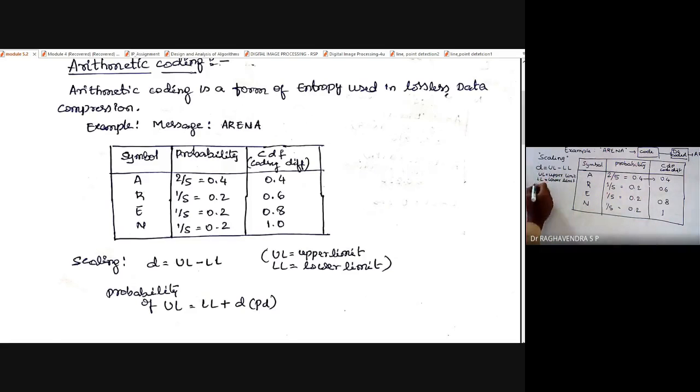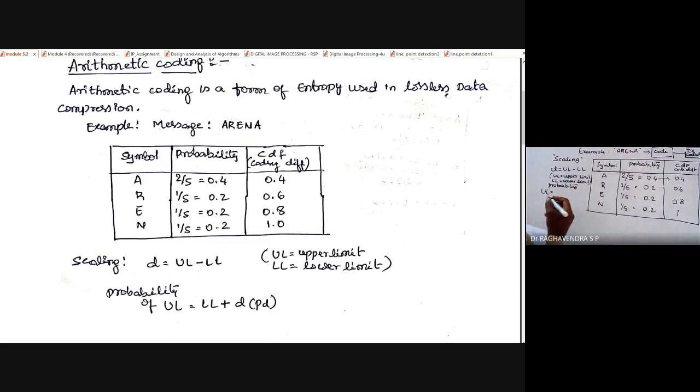Okay, now find out the D. D is equal to, so we'll do that. Similarly, the probability is also given by another formula. The upper limit, UL, is equal to LL, the lower limit, plus D, the difference, into the probability of D, meaning the character we are taking. So these are the two important formulas we have to remember in order to solve the problems.